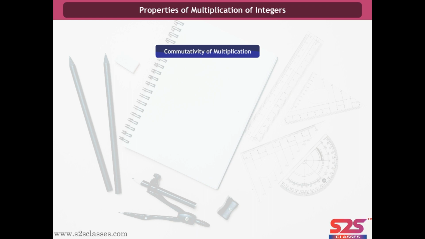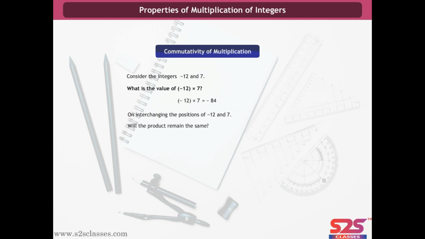Commutativity of multiplication. Consider the integers minus 12 and 7. What is the value of minus 12 into 7? Yes, minus 12 into 7 is equal to minus 84. Now, what will you get if you interchange the positions of minus 12 and 7? Will the product remain the same? Let us see.